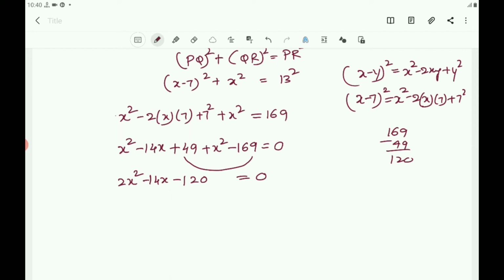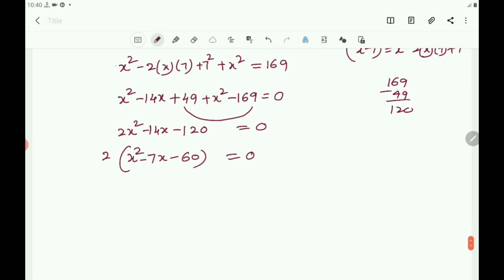Now here you can take 2 as common and remove that outside. In the bracket you will get x square, minus 14x means 2 into 7x, minus 2 into 60 equals 0. The quadratic equation is x square minus 7x minus 60 equals 0.